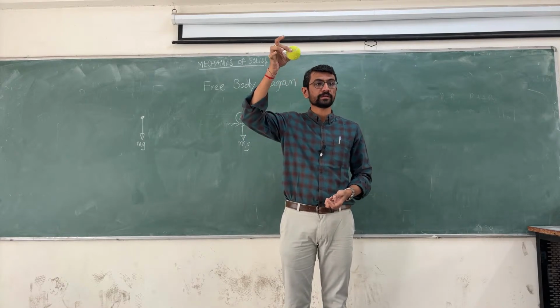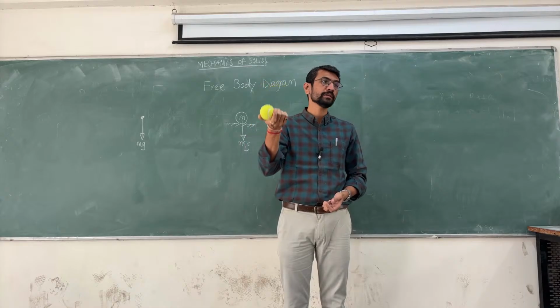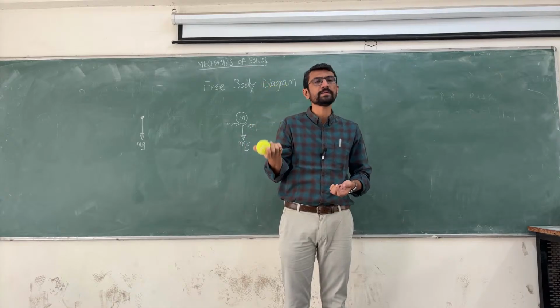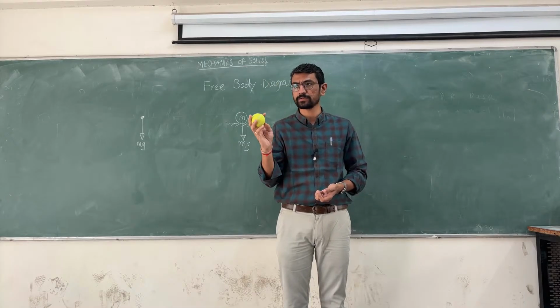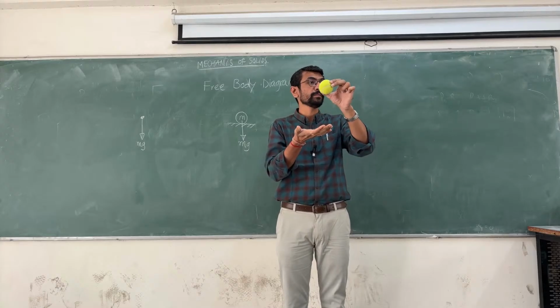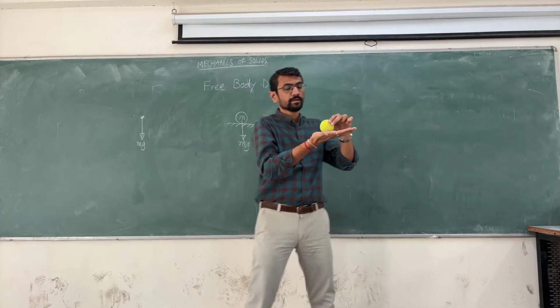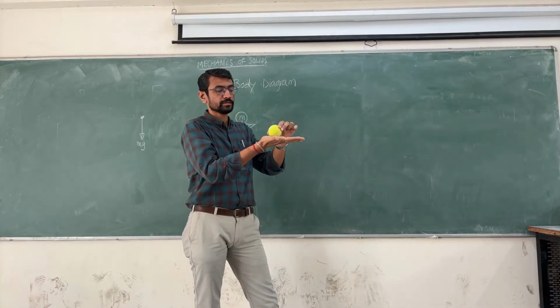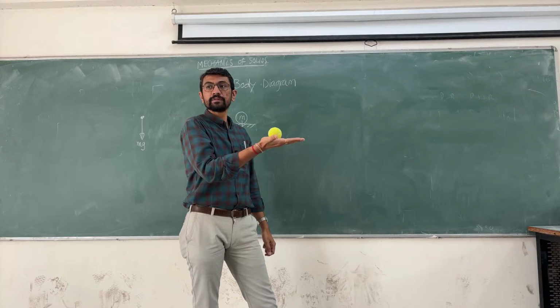The moment I drop it, it falls down. Why does it fall down? Because we know that F is equal to mg, mass into gravitational acceleration, 9.8 meter per second square. Now my body is in equilibrium. It means that it is not falling, it is not showing any movement or motion. Normal people will say it's a steady ball. We will say it is in equilibrium.